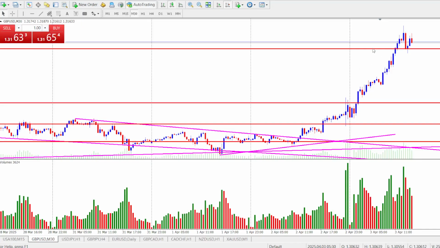For example, this would have been a good place to exit our buy trade. But if it's a sell trade, you can target key support levels to exit your sell trade. Ensure that you use good risk to reward ratios of at least 1:2 to maximize your trade potential.